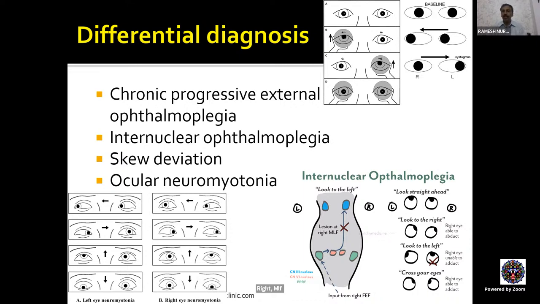The next differential diagnosis is skew deviation, which is a vertical misalignment of the eyes. Usually it is comitant in nature, and it is usually a supranuclear problem. But it is a different pattern which is maintained. It does not change. The third is ocular neuromyotonia, in which there are paroxysmal spasms of the extraocular muscles, of different muscles at different times. So this may also mimic myasthenia gravis.